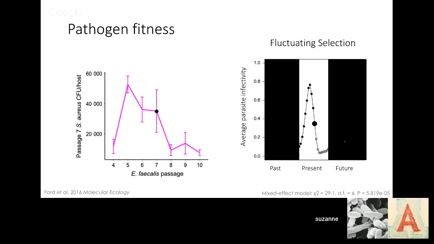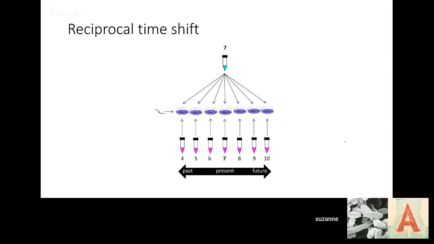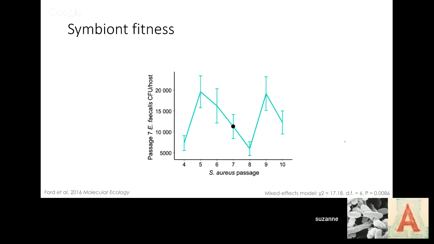So I felt like the best thing to do was to do the reciprocal time shift and make sure that this was actually happening in both species, so we can be really sure of this effect. So I went and did the reciprocal, which is the defensive symbiont from passage generation 7, and I competed it against the pathogen from the past and the present and the future. And this is what I saw. So this is the fitness of the defensive symbiont. You can see the same general pattern, that it does most well against the pathogen that it recently saw.